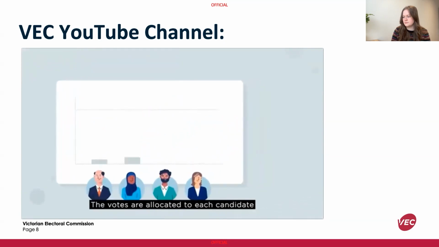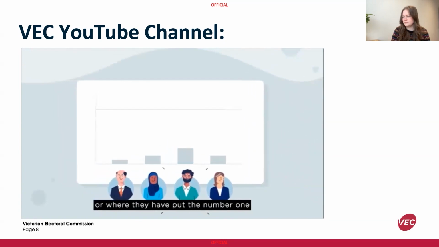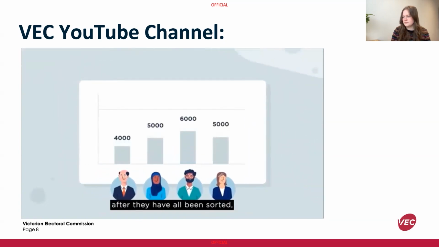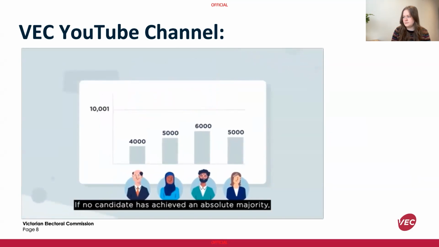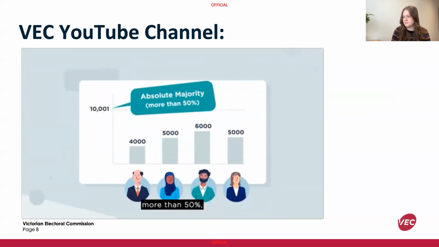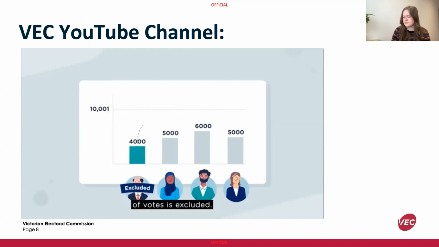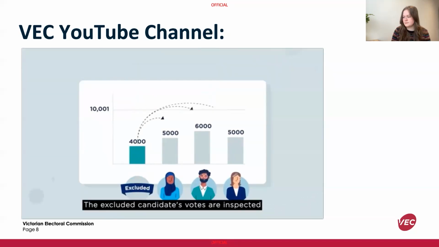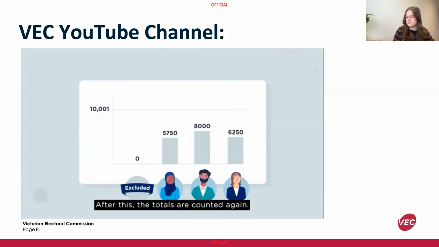The votes are allocated to each candidate based on the voter's first preference, or where they have put the number 1. After they have all been sorted, the number of votes for each candidate is counted. If no candidate has achieved an absolute majority, more than 50%, a preference distribution is conducted. To do this, the candidate with the lowest number of votes is excluded. The excluded candidate's votes are inspected and allocated to the next preferred candidate, or where the voter has put the number 2. After this, the totals are counted again.